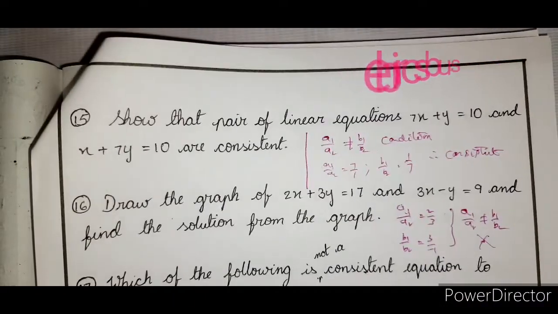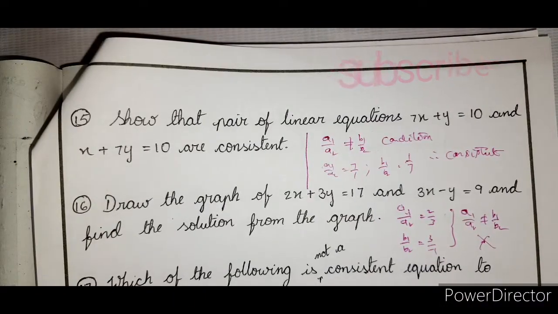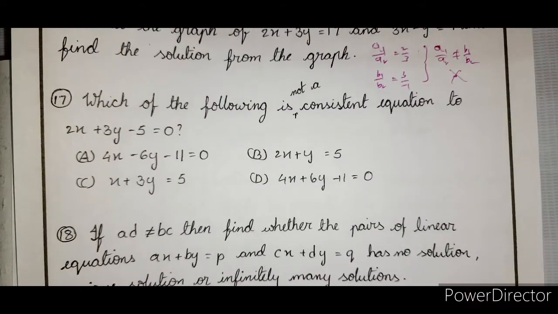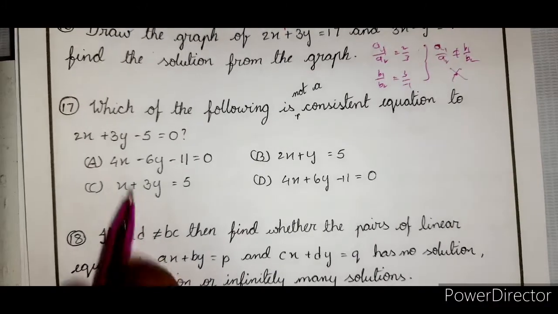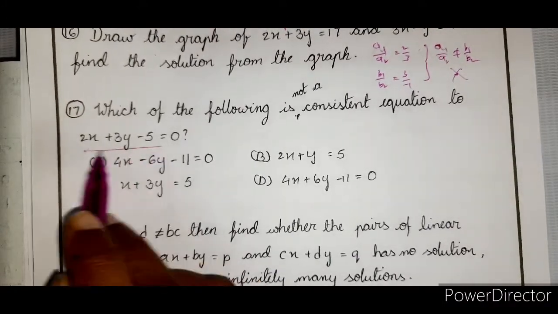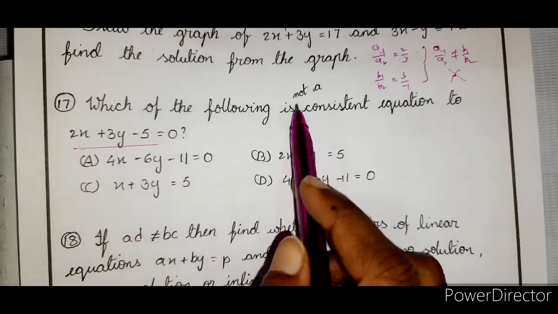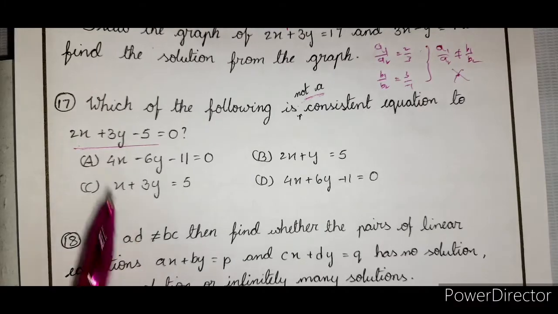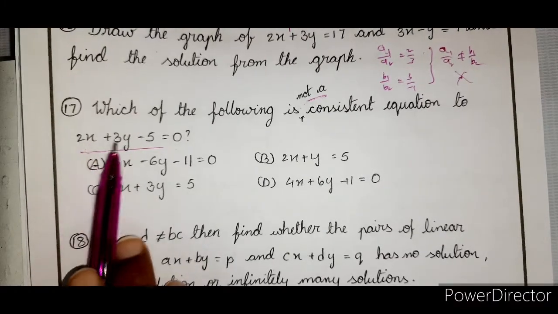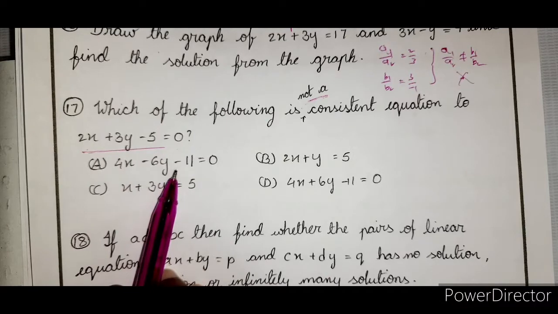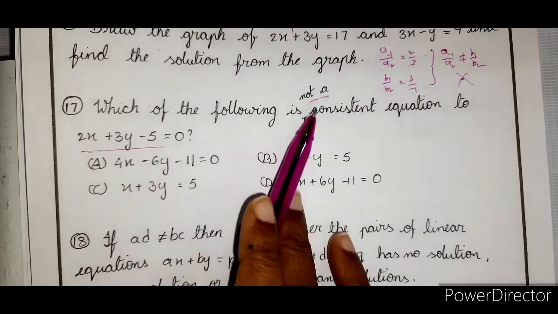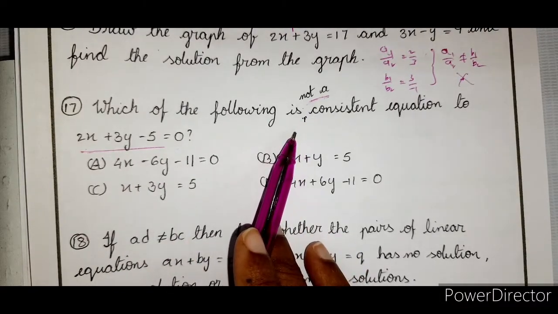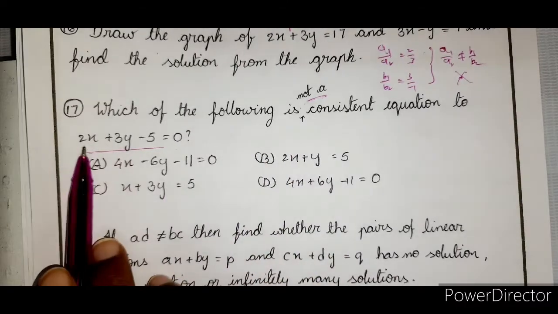Okay? Right. And then, which of the following? Those who want can pause and copy it down. Right. Now, which of the following is not a consistent equation to this one? So here 2x plus 3y minus 5 is equal to 0 is given, and we have to find out which is not a consistent equation. That means whichever has a1 by a2 equal to b1 by b2 equal to c1 by c2, you will get that to be a not consistent one. Okay? Right. So now check a1 by a2.